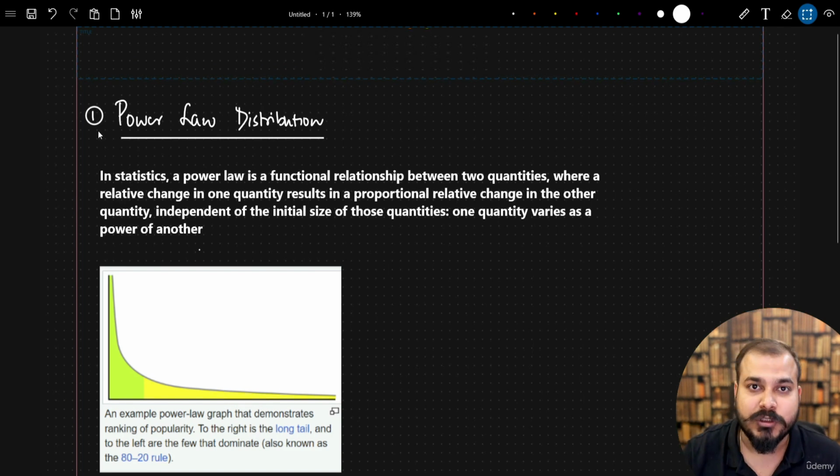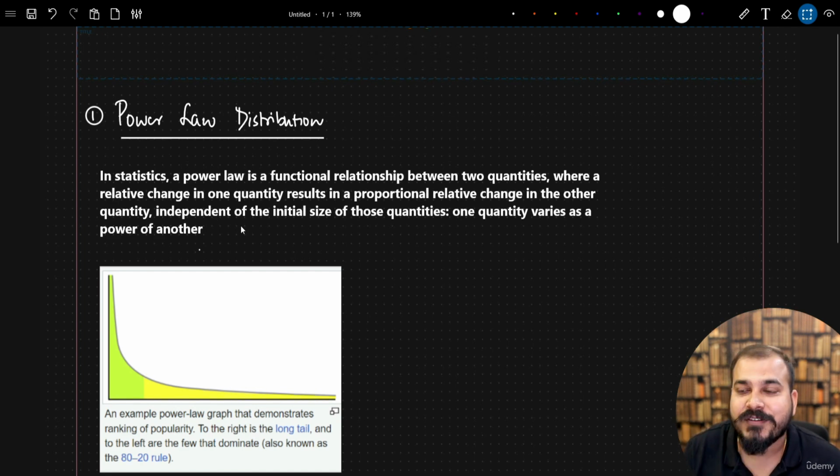In power law distribution, the first thing you need to know is the definition. In statistics, a power law is a functional relationship between two quantities where a relative change in one quantity results in a proportional relative change in the other quantity, independent of the initial size of the quantities. One quantity varies as the power of another quantity. Now, again, the definition, as usual, is complex. Every topic that we learn in statistics, the definition is quite complex. So it is better we learn it with the help of examples. I'll give you a lot of examples and then we'll try to understand.